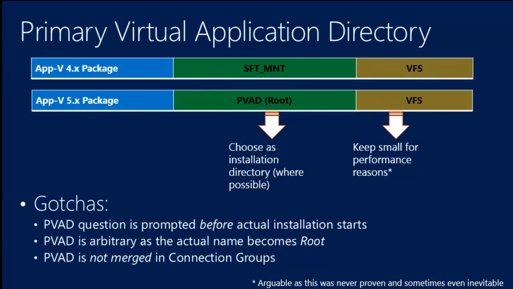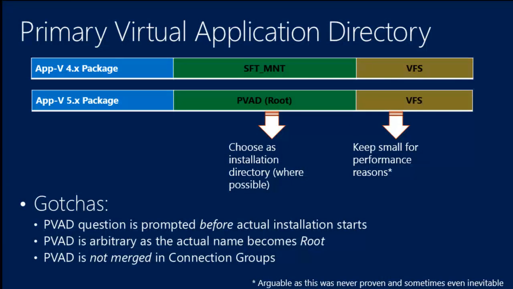So the second thing is, the actual directory name is not even relevant because the sequencer will rename it to root after the application package is created. So if I've installed into C program files Adobe, and I've put C program files Adobe as my primary virtual application directory, that reference is gone and will be root when the application package is created. So it's not even relevant.